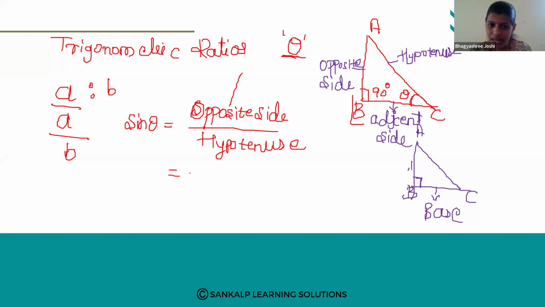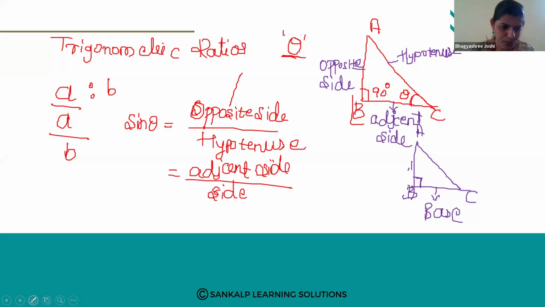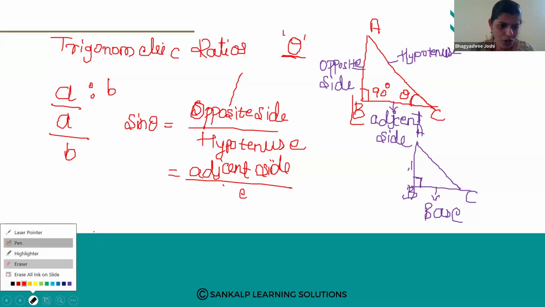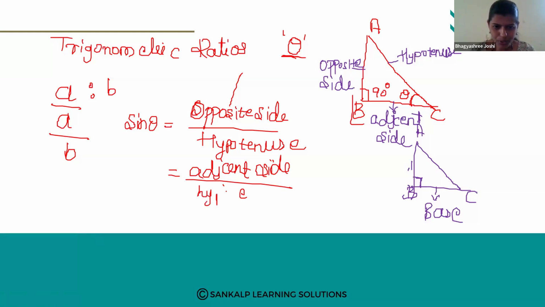Next, if I compare adjacent side divided by hypotenuse, right? So now I have taken adjacent side and hypotenuse. What do I call this ratio? Sorry, adjacent side divided by hypotenuse. This ratio we call cos theta. So we have sin theta and cos theta.